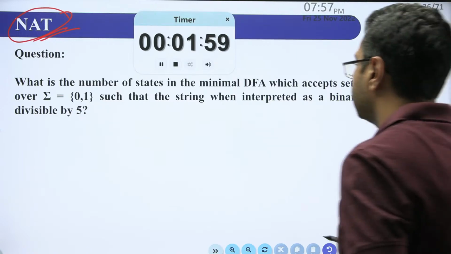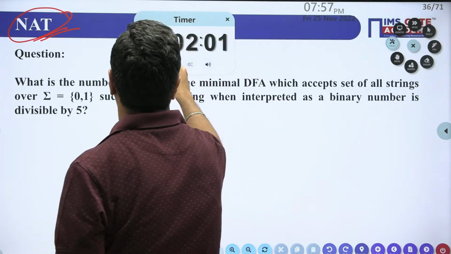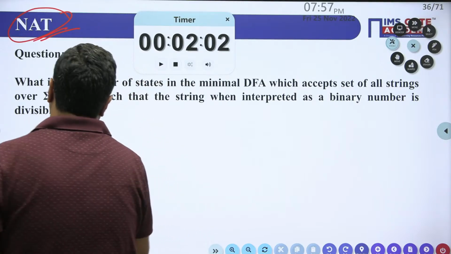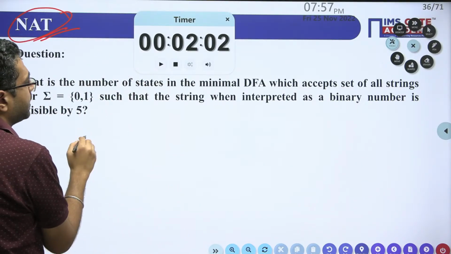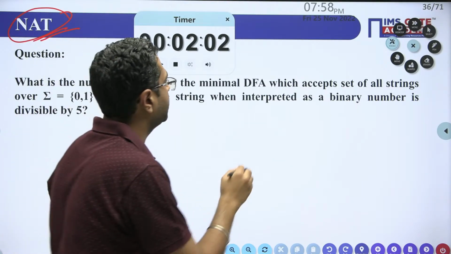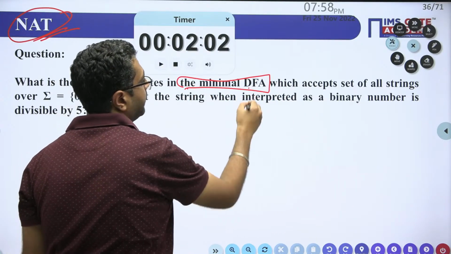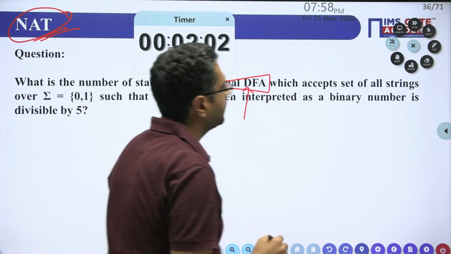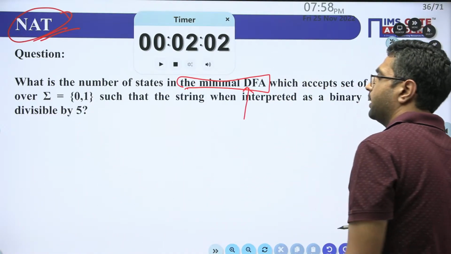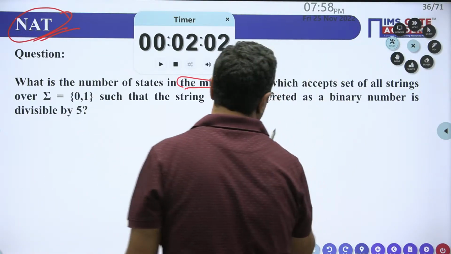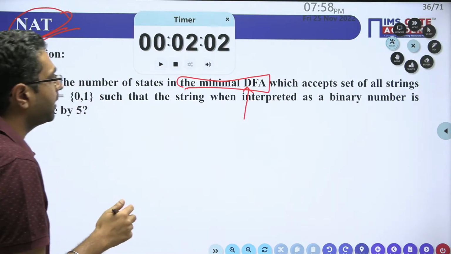And the answer is 5. I'll stop the clock. It simply says when interpreted. So it says what is the number of states in the minimal DFA. Again, here the keyword is DFA. Read the keywords carefully, which accepts the set of all strings over sigma equals 0, 1 such that the strings when interpreted as a binary number are divisible by 5.